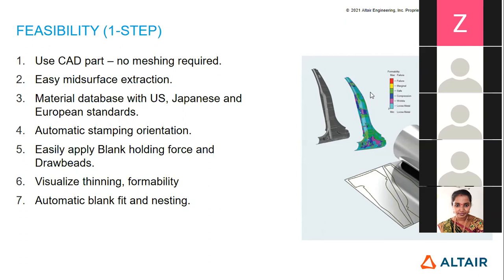That is the capability of Inspire in this tool as well. You don't need to mesh your component, because the software does it in a background process. All the materials are available in the inbuilt material library as per US, Japanese, and European standards. Most of the processes are automatic, just like the stamping orientation, meaning in which direction your component is being stamped, and you can easily apply the blank holding force and draw beads. As I told you earlier, once you're done with the feasibility analysis, you can visualize the results of the thinning and FLD, and after that you can take your open blank shape to the blank fit and nesting.